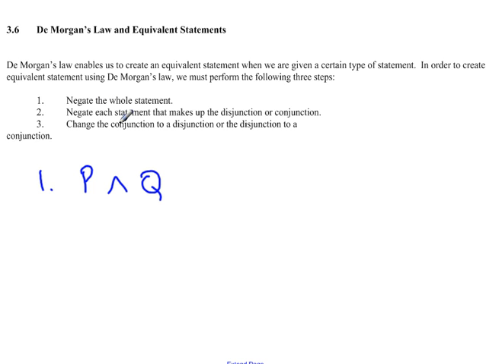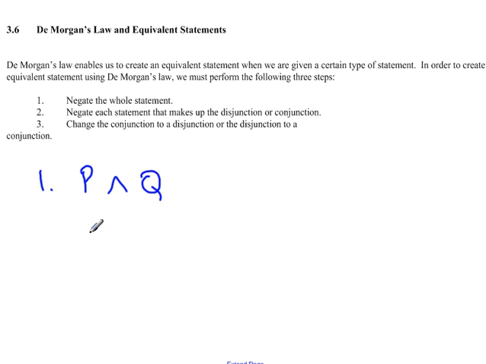Step two, you negate each statement that makes up the disjunction or conjunction. That means each part of the statement around the conjunction or disjunction, you change it to its opposite. And then finally, step three is you switch it. If it's a conjunction, flip it and make it a disjunction. If it's a disjunction, flip it and make it a conjunction. So I'm going to do these two examples.